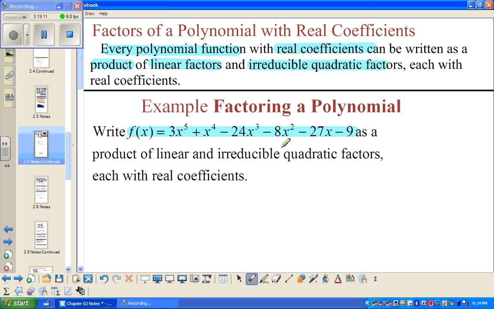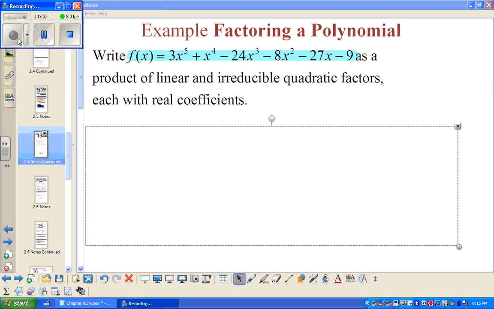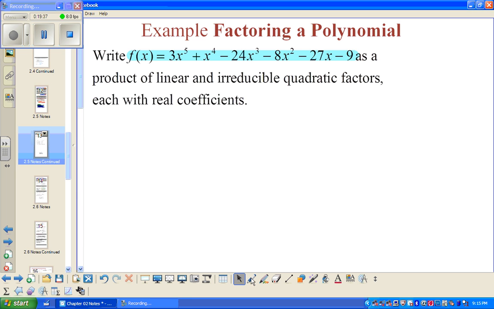The irreducible quadratic factors are basically quadratic polynomials that you cannot reduce because you would get imaginary or complex numbers with imaginary parts as your solutions. If you took the time to graph this polynomial function, you would find that x equals negative 1/3 is a 0. Since that's a 0, we can use synthetic division to factor that out.